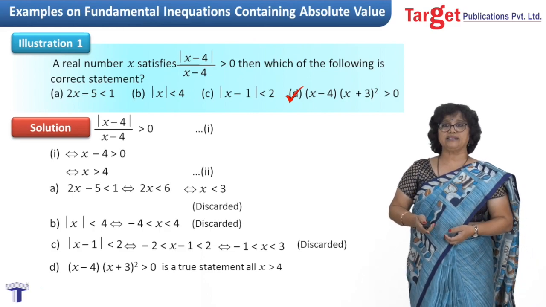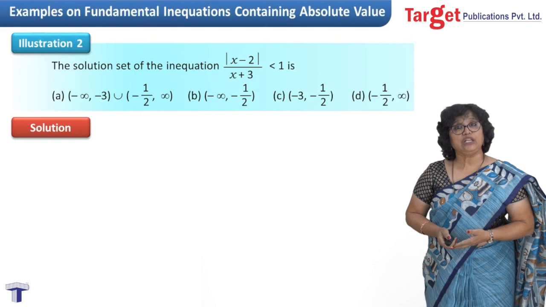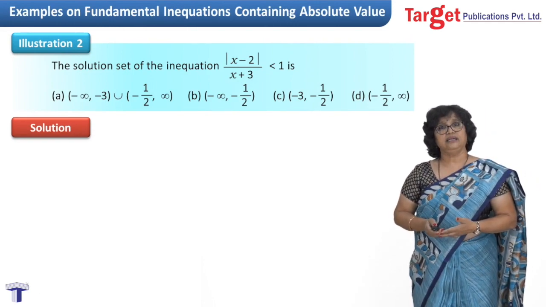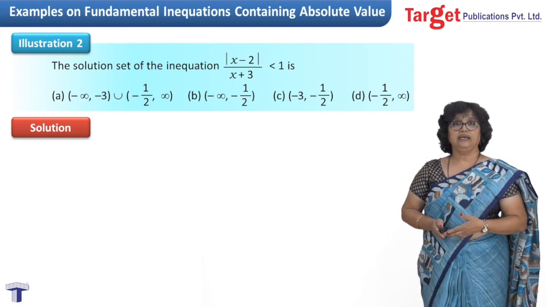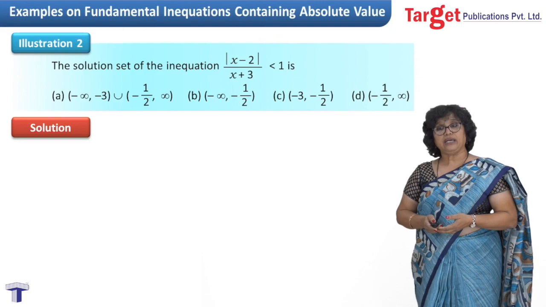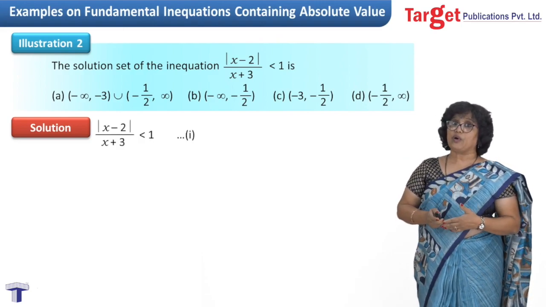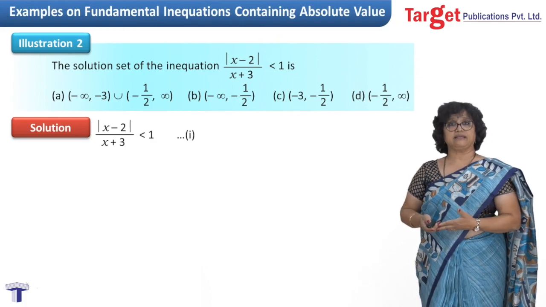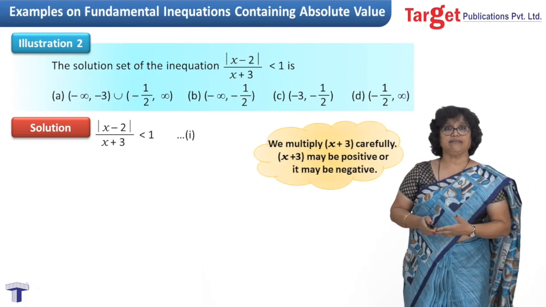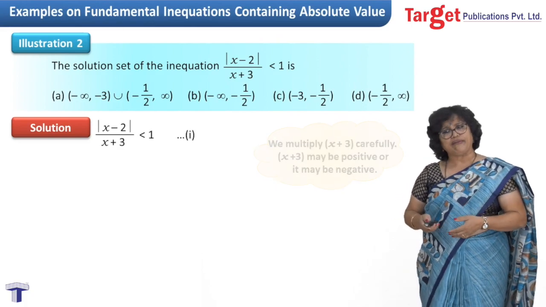So I go to the next, and that is absolute value of x minus 2 upon x plus 3 less than 1. Now this is not like the previous one. Your first immediate reaction to the sum could be that I will multiply by x plus 3. No, don't do that. We do not know the sign of x plus 3, whether x plus 3 is negative or positive. So please do not multiply just like that. It's better that you take two different cases.